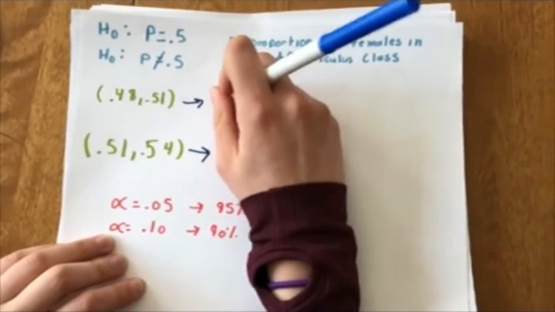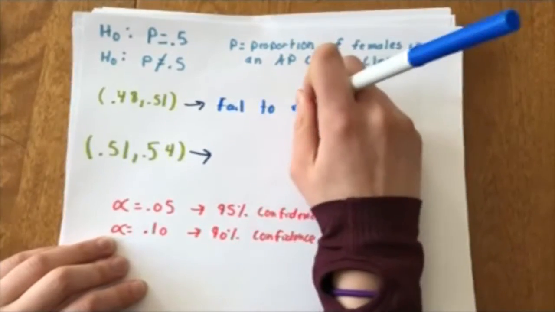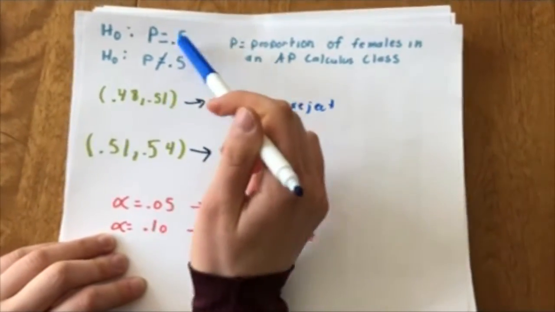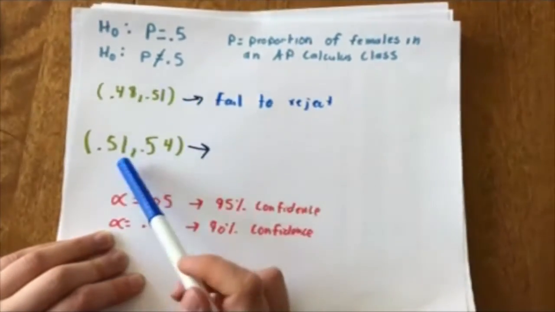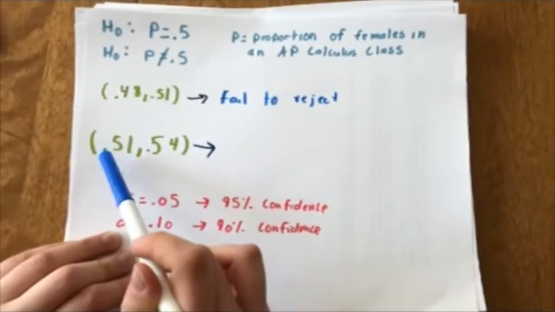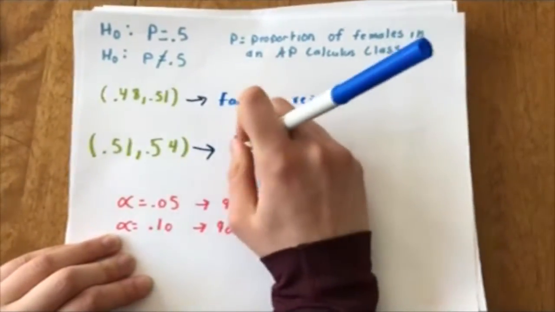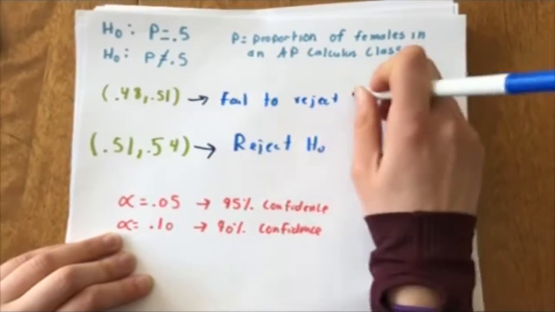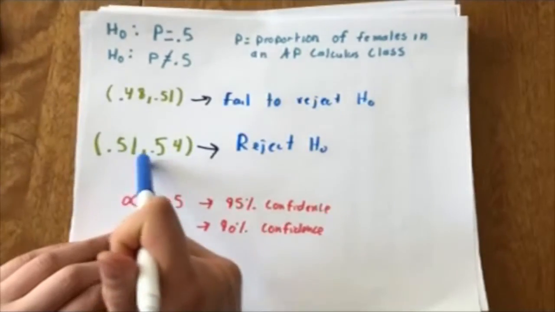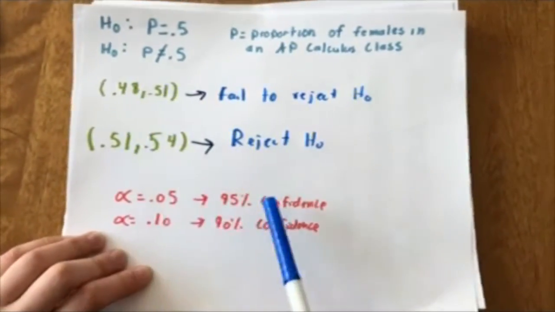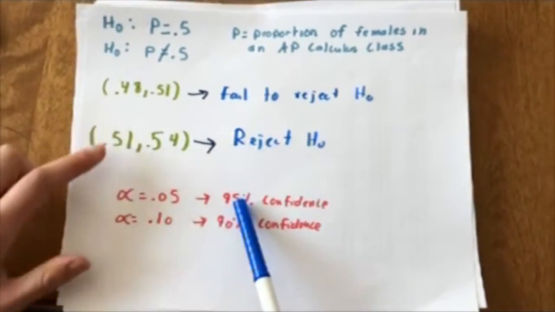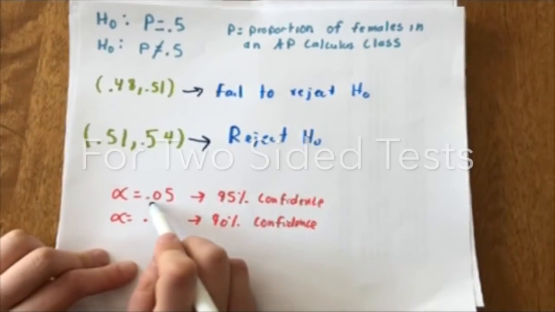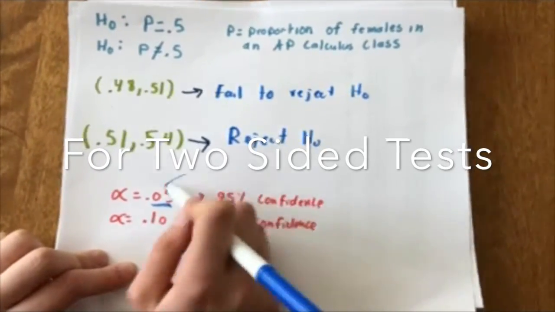So we fail to reject because we can't be sure. Even if it is 0.51, we aren't sure because 0.5 is in the interval. Whereas if they gave us this confidence interval, 0.51 to 0.54, we can reject our null hypothesis because 0.5 is not in the interval. These were at a 95% confidence, and we are trying to conclude at an alpha of 0.05 level. Do you see how the 0.05 and the 95% are related?